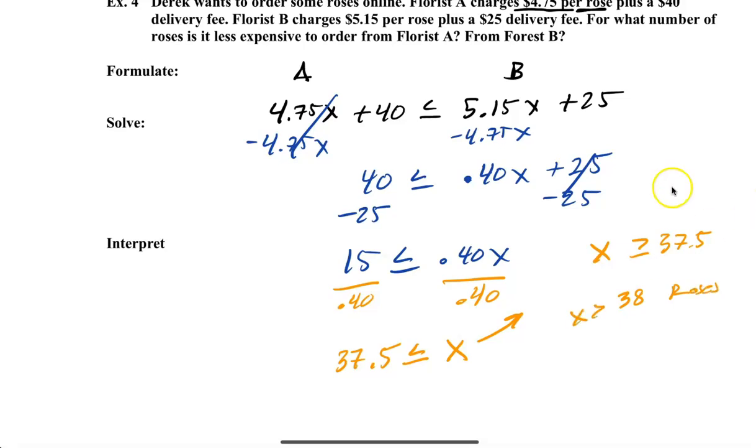So what's it saying here? x is how many roses we buy. If we buy more than 38 roses, then it's cheaper to buy from A. If we buy less than 38 roses, then it's cheaper to buy from B, because we set it up like that. So that's what's going on here.